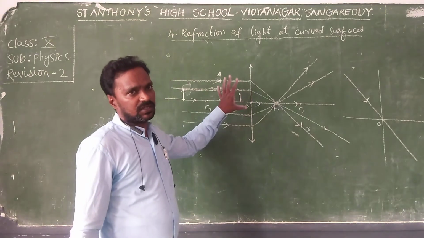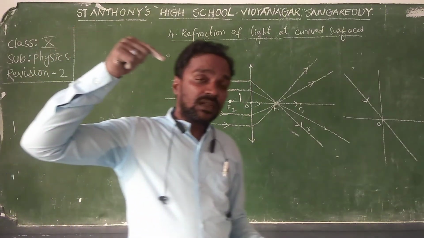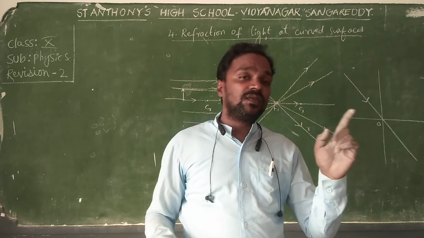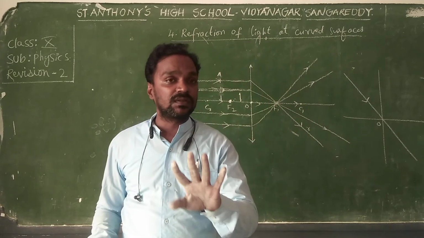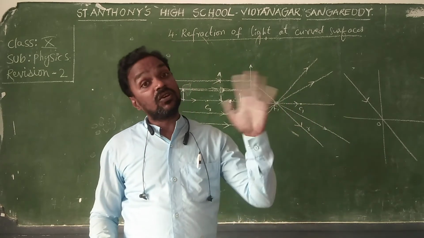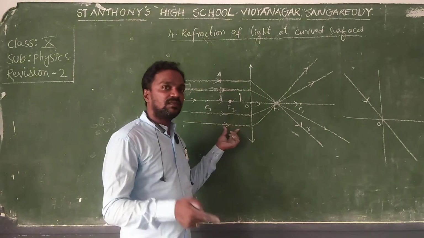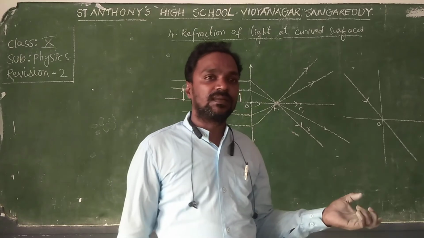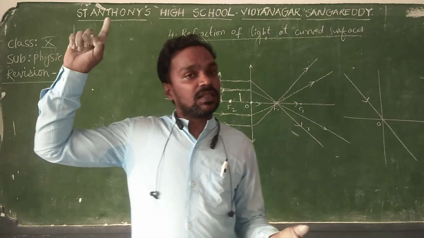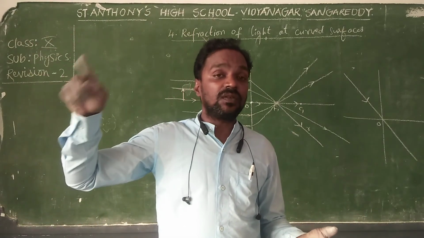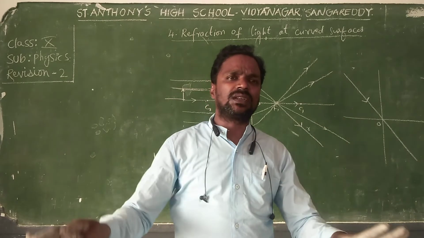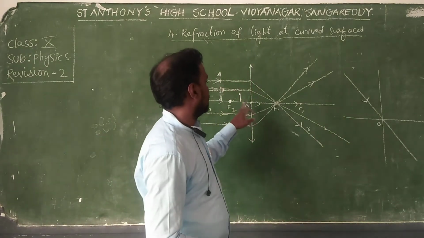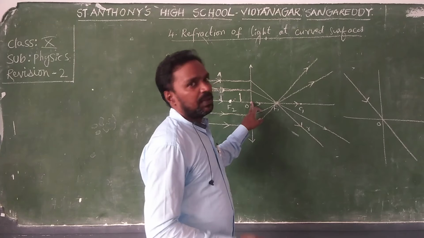We are talking about convex. In the mirrors we have drawn 6 ray diagrams of concave mirrors. Here in the lens we have drawn 6 ray diagrams of convex lens. So in the mirror, when it is a convex mirror, wherever you give the object, the image will form between F and P.